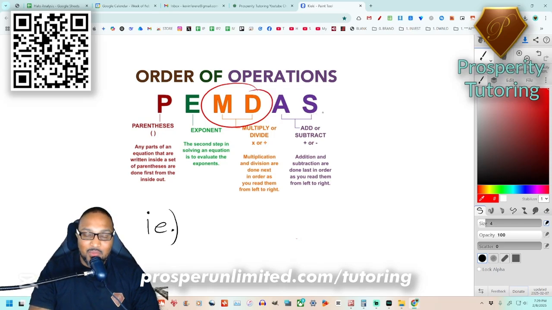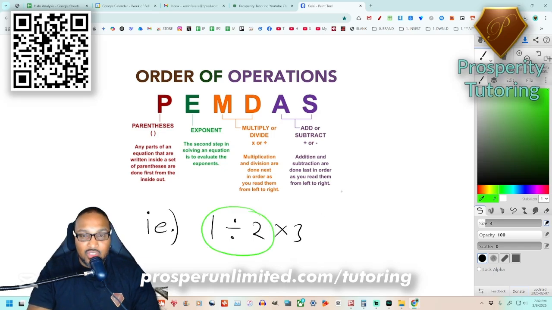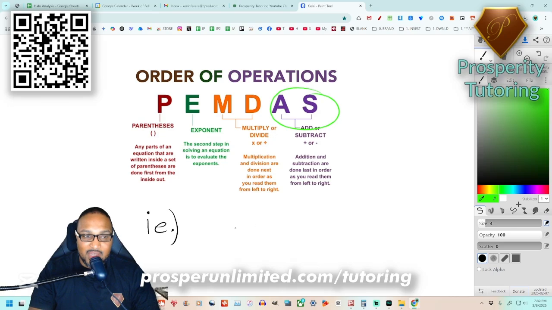Now, if you need me to explain how multiplication and division works, I have other videos where I break that down. But in reference to the order of operations, when it comes to multiplication and division, it doesn't matter which one comes first, the division or the multiplication. You just want to follow it from left to right. So let's say you have 1 times 2 divided by 3. You'll simply execute the multiplication first, only because it's on the left-hand side. In another situation, like 1 divided by 2 times 3, you're going to execute the division first, only because it's on the left-hand side. Addition and subtraction work the same way.